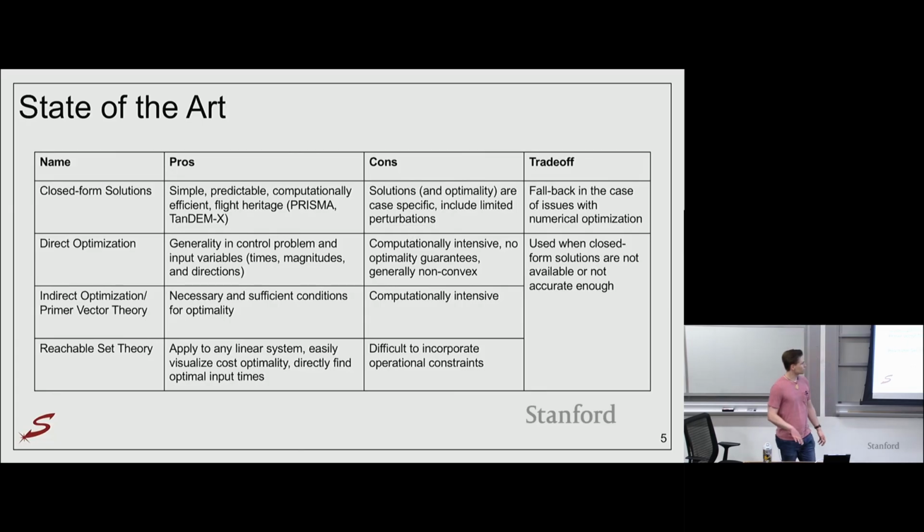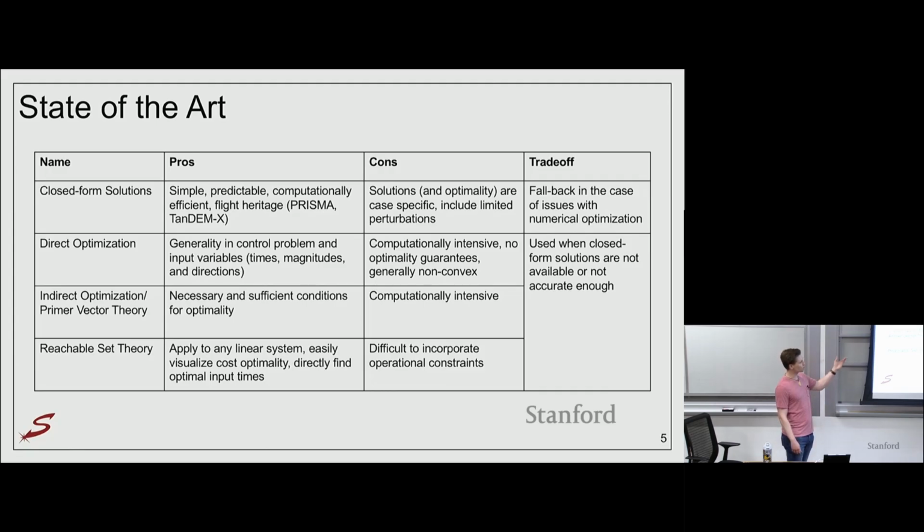So looking at the state of the art in this field, we are grouped into 4 different broad sections. We have closed form solutions, which are simple, predictable, computationally efficient. They've got a great deal of flight heritage, but they often are very case-specific in both their applicability and their optimality. And they can only include very limited perturbations. Direct optimization offers a much broader generality in control problem and input variables, but tends to be far more computationally intensive. And unless your problem's convex, you have no optimality guarantees, which, especially for things like keep out ellipsoids and stuff like that, it's often not a convex constraint.